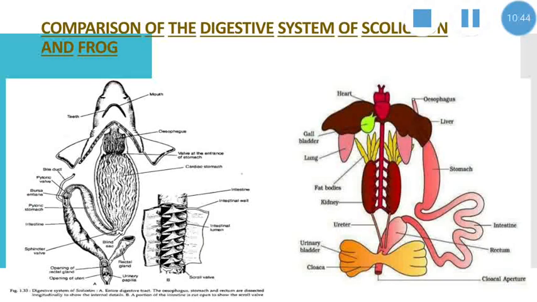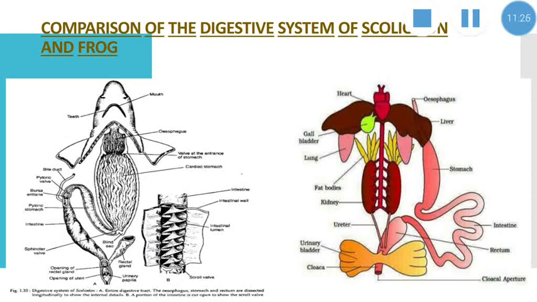In the case of frog, the intestine is a long coiled tube, narrower than the stomach. It is divided into small intestine and large intestine. But in the case of Scoliodon, there is no differentiation into small intestine and large intestine. But in the case of frog, the intestine is differentiated into small intestine and large intestine.